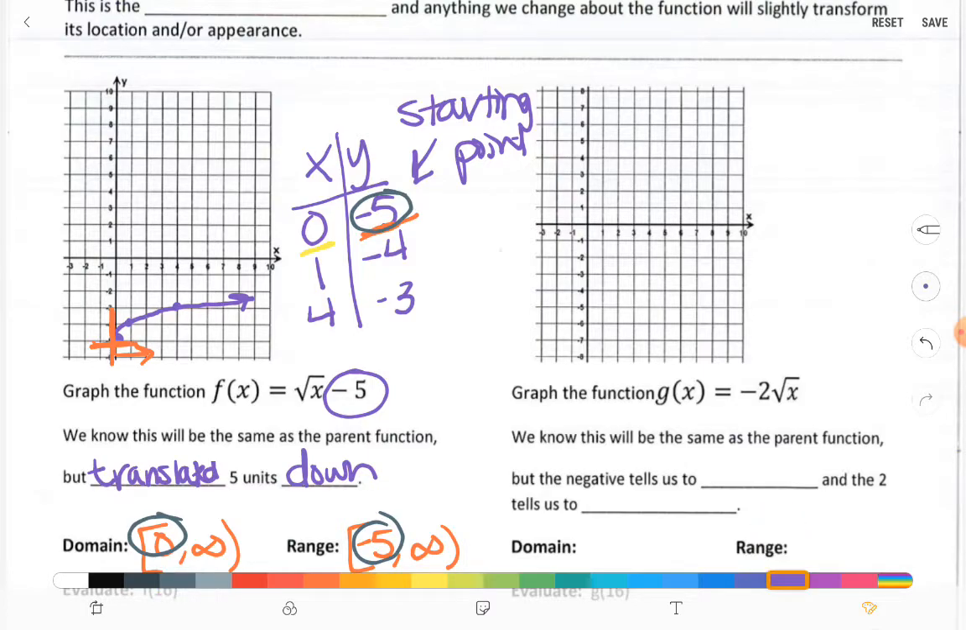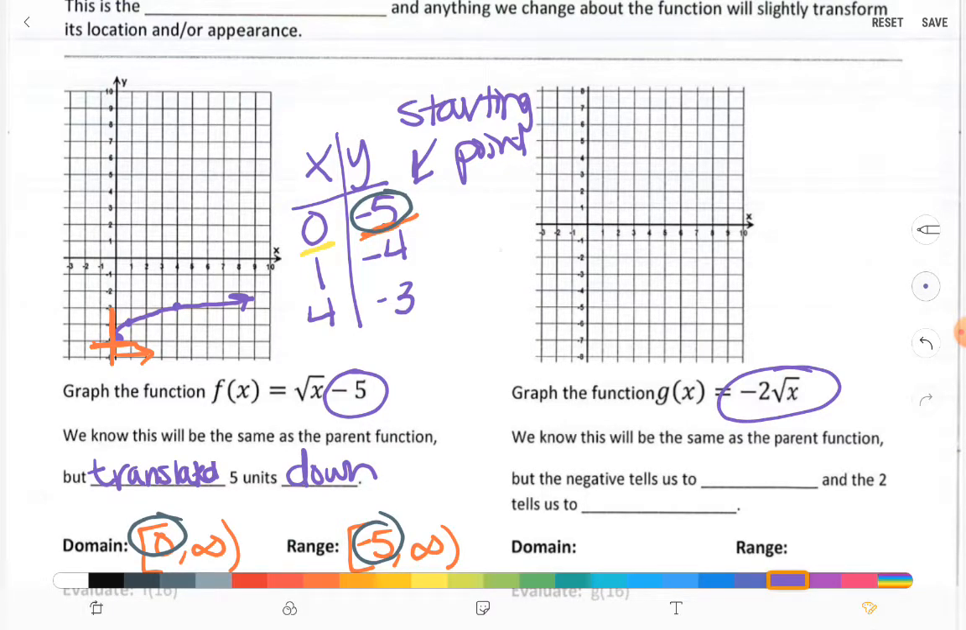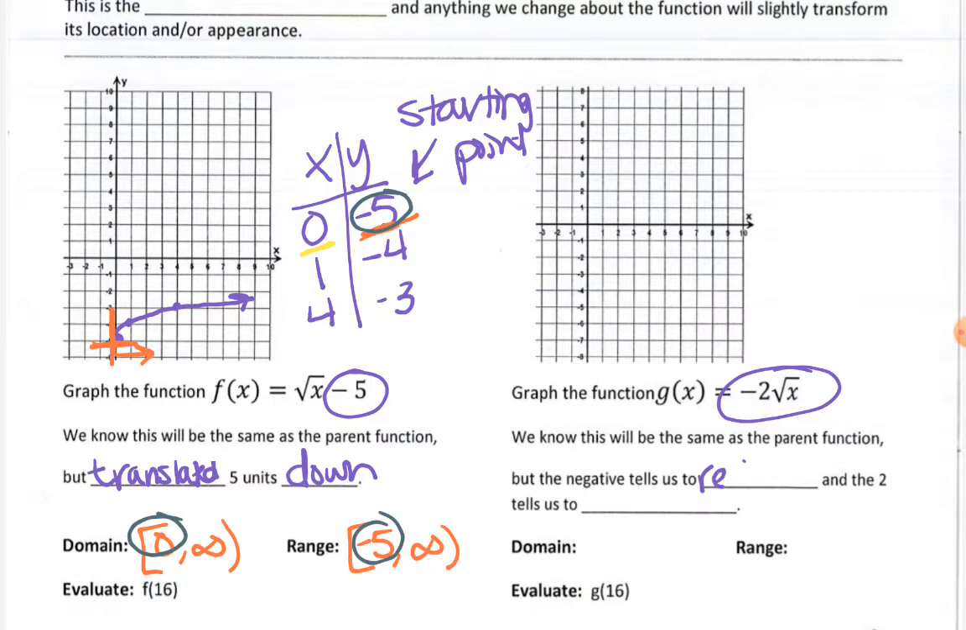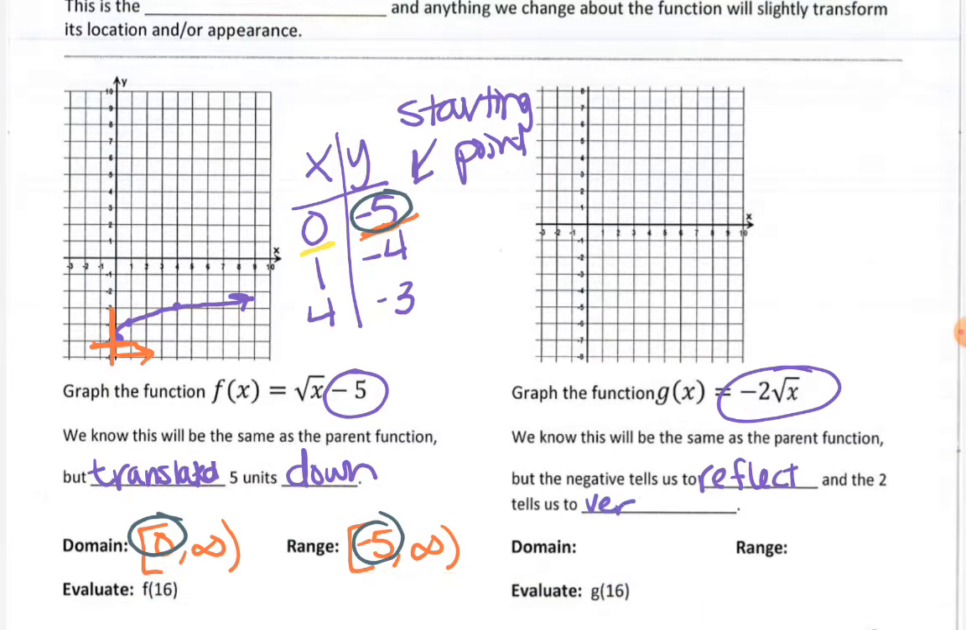So let's take a look at this one. This one over here is going to be a little bit different, okay, from that parent function. Why it's going to be different is because we have a negative there. And if you remember from quadratics, the negative tells us to reflect. And the 2 tells us it's going to vertically stretch. Okay, remember 2 is bigger than 1. That means it's a stretch.